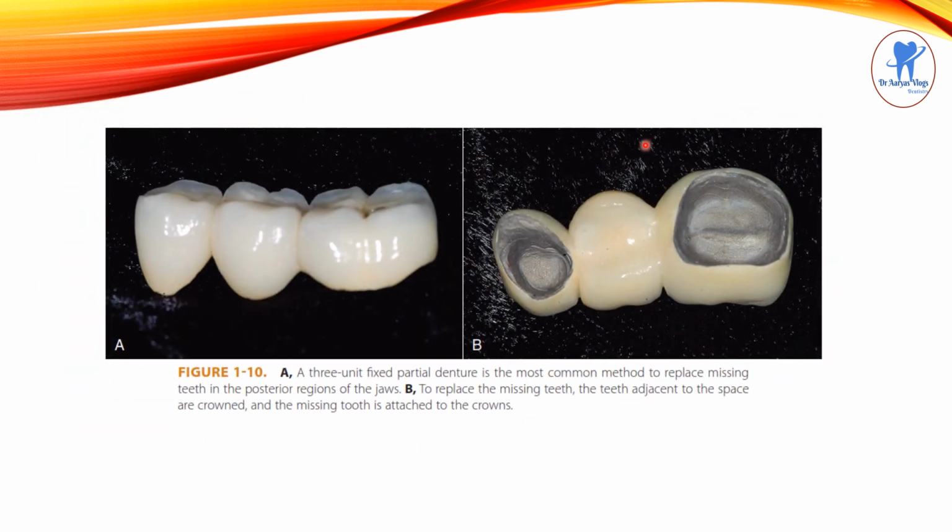Here, this is a 3-unit fixed partial denture. It is the most common method to replace missing teeth in the posterior regions of the jaws. To replace the missing teeth, the teeth adjacent to the space are crowned and the missing tooth is attached to the crowns. This is the most commonly used method for replacing a single tooth.